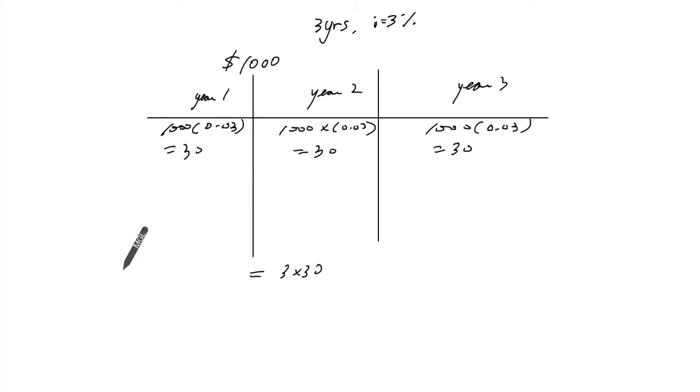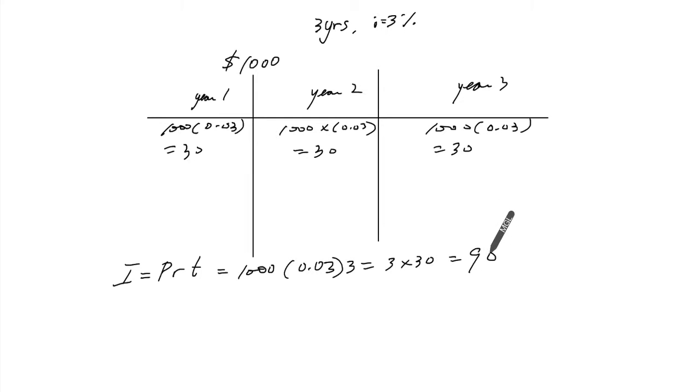So this amount here, I, is equal to PRT, where P was $1,000, R is 0.03, and T is the 3 years, which is 3 times $30, which gives you a total of $90 of interest over 3 years.